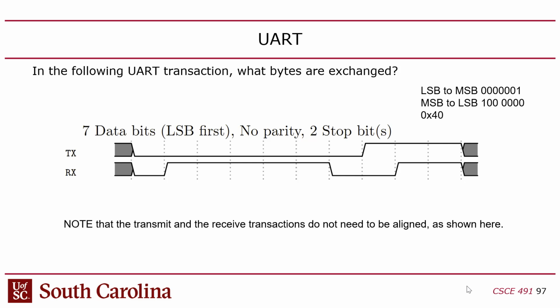In this case, there are 7 data bits, which is possible but uncommon. 7 data bits, least significant bit first, no parity, and I'm saying there are 2 stop bits, which is also possible, although uncommon. 2 stop bits just means separate each transaction with 2 idle cycles. Notice there's no clock, so when you read this, you just have to look at where the transitions are and look at between the transitions.